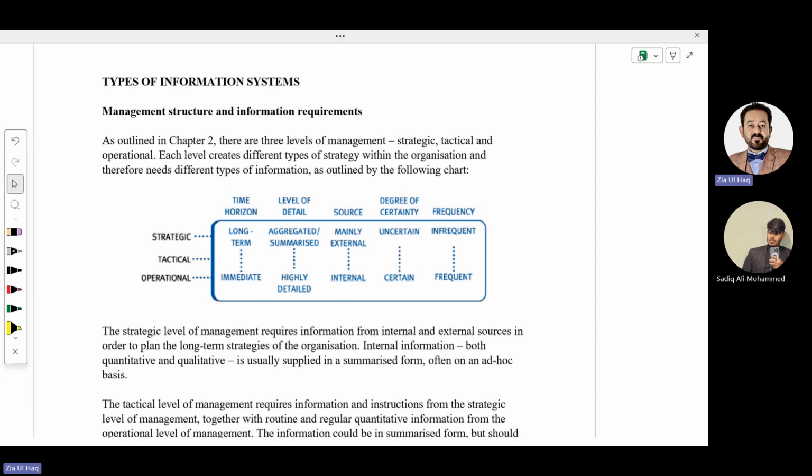In a similar manner, in an organization, information systems are used at 3 levels. The information system that is used by top management at strategic level will be called a strategic information system.